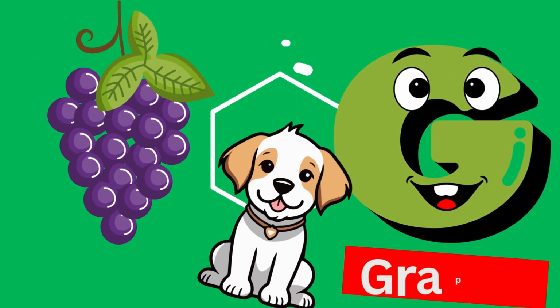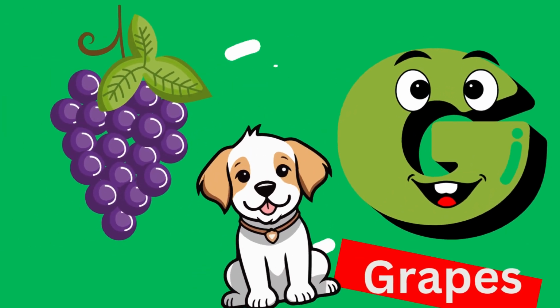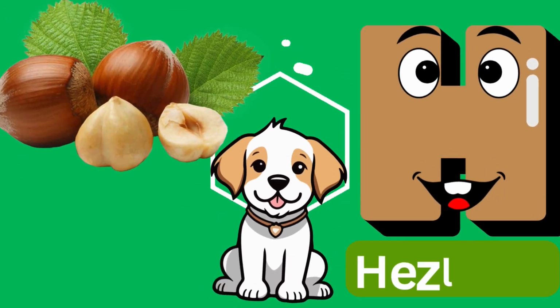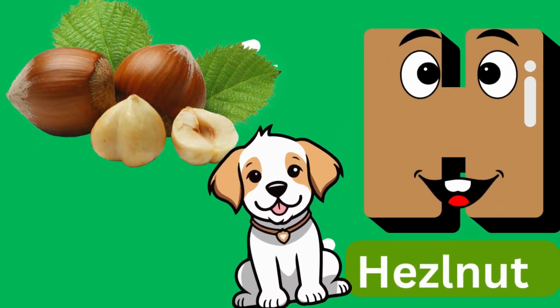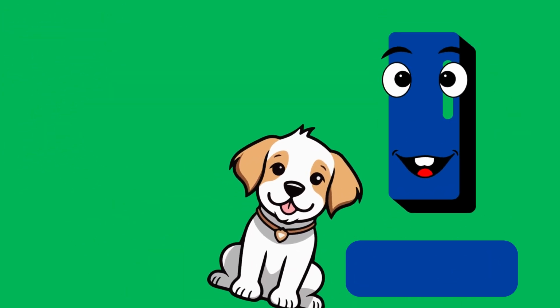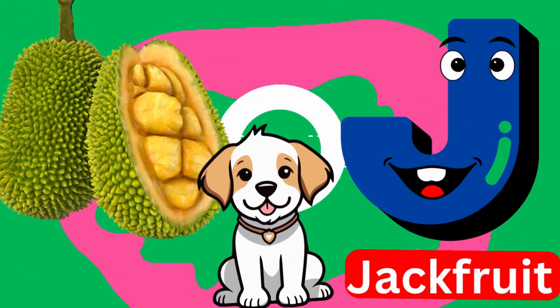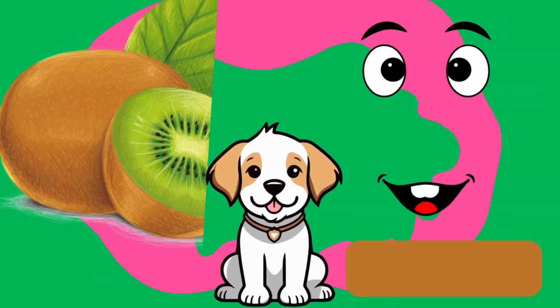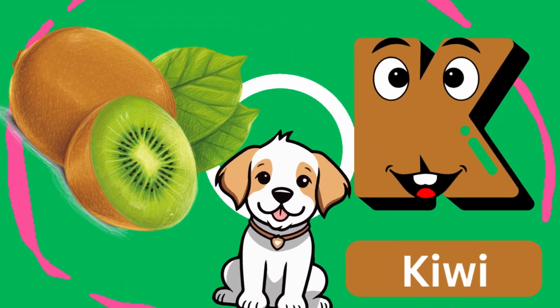G is for grapes, H is for hazelnut, I is for ikako, J is for jackfruit, K is for kiwi.